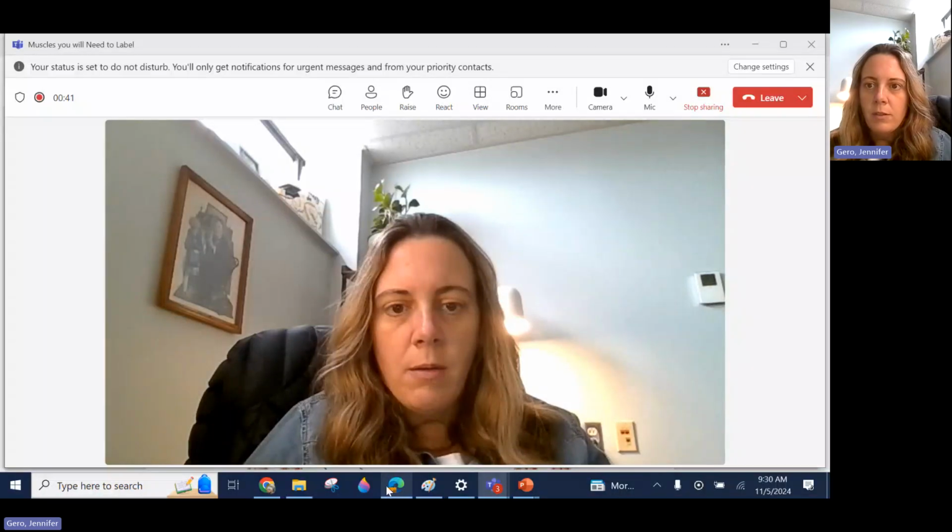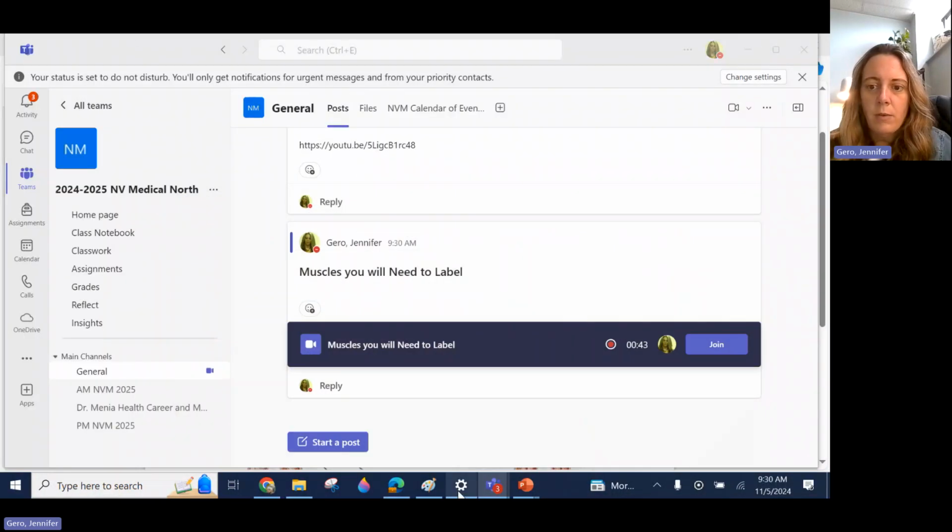Share the screen and go over the muscles that you need to know. Get about 400 tabs open.